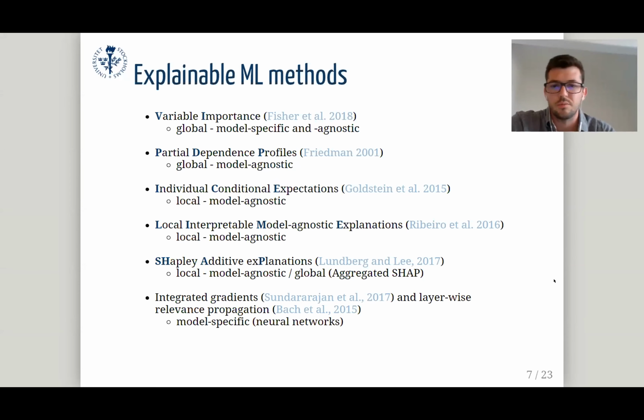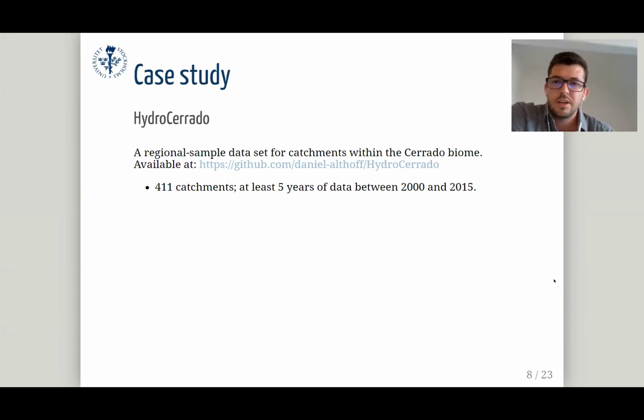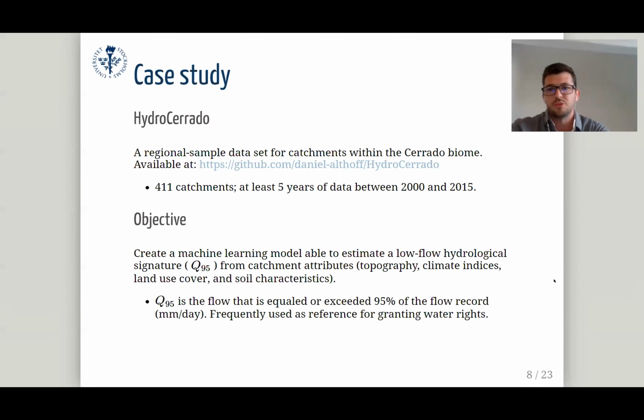So for the case study, I used the Hidro Cerrado dataset. It's a regional sample dataset for catchments within the Brazilian savanna biome. It's a dataset I put together during my PhD. It has data for 411 catchments with at least 5 years of streamflow observations between the years of 2000 and 2015. And the objective of this case study is to create a machine learning model able to estimate a low flow hydrological signature from catchment attributes.